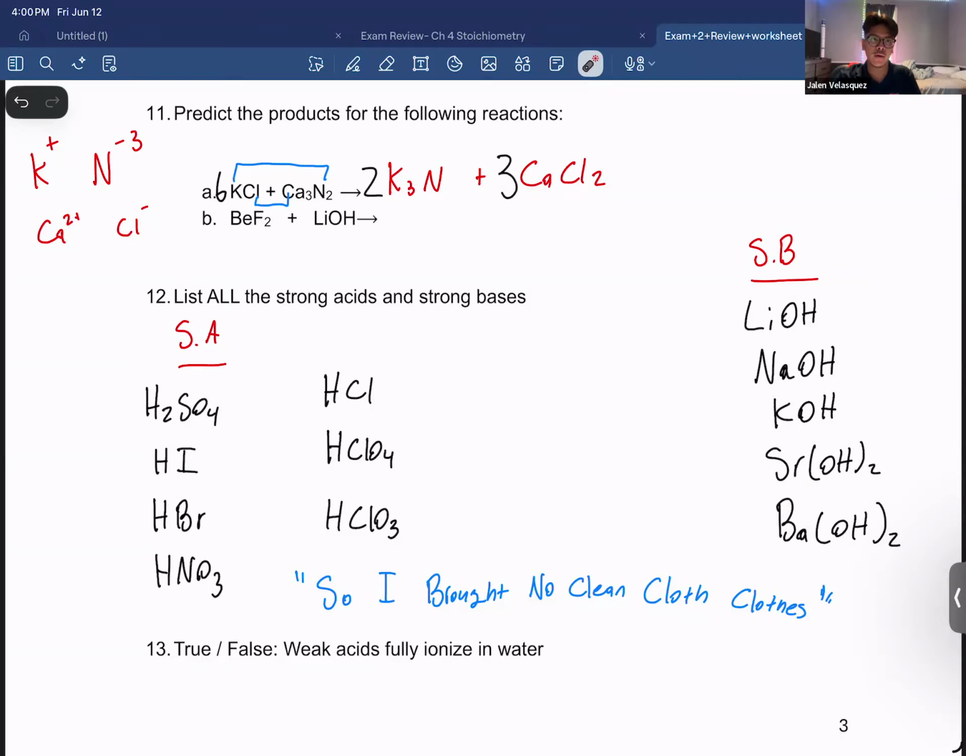Okay, so any questions about strong acids, strong bases? Just make sure that if you see an acid and it's not part of this strong list, then the acid is going to be weak. Okay, so just make sure you know that.